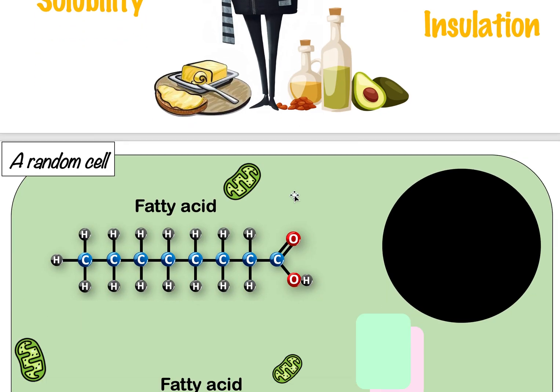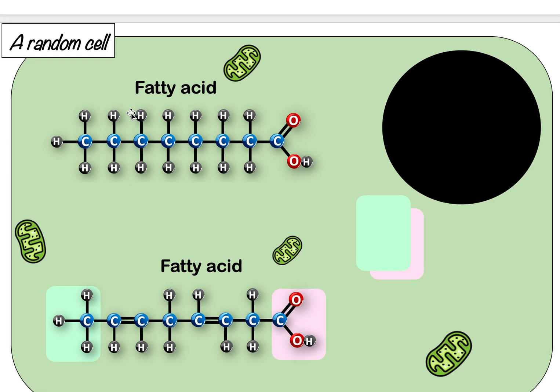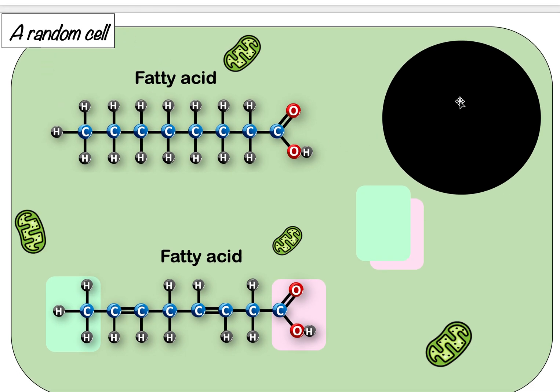So here we go. Here we have a cell. So this is a cell, a random cell in our body. Here's the nucleus. Here's some mitochondria. Okay, and here we have a lipid. Okay, a lipid. We call this a fatty acid. Okay, a fatty acid. This is the simplest way a lipid can be shown.